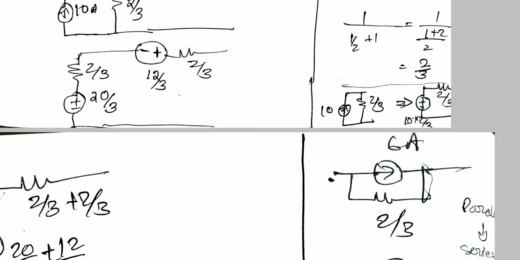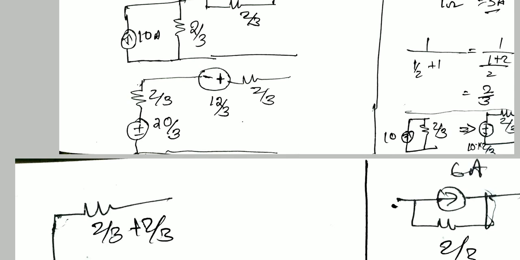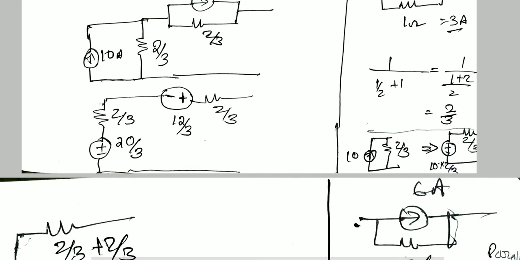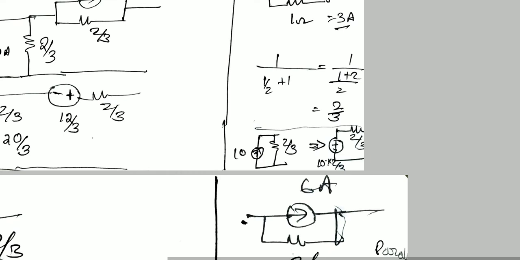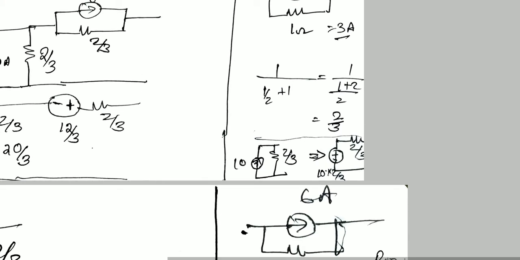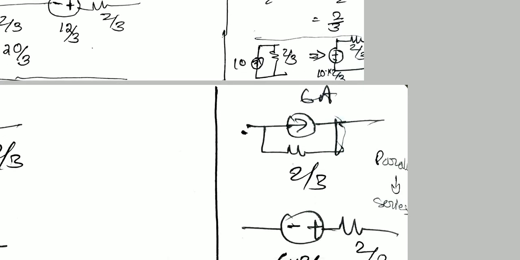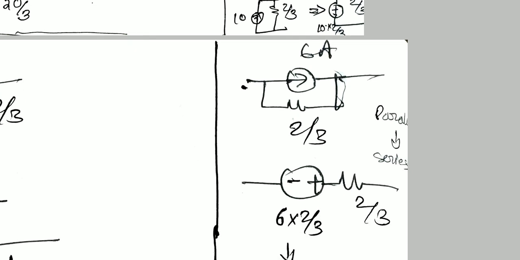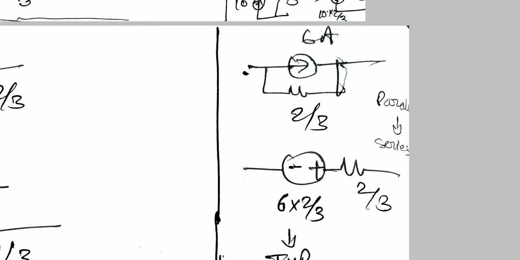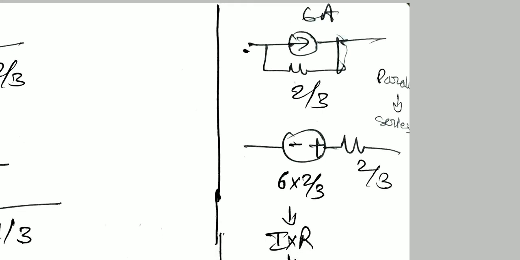So the total value here is 20 by 3 with a resistance in series of 2 by 3. And here is another one, the 6 ampere source with 2 by 3. This 6 ampere current source with resistance 2 by 3 can be converted into a voltage source with a resistance in series. So a current source with resistance in parallel is converted into a voltage source with resistance in series: V is equal to I into R, 6 into 2 by 3.